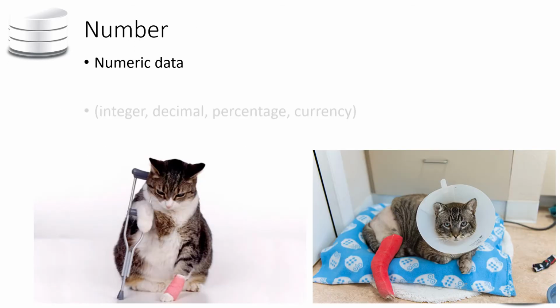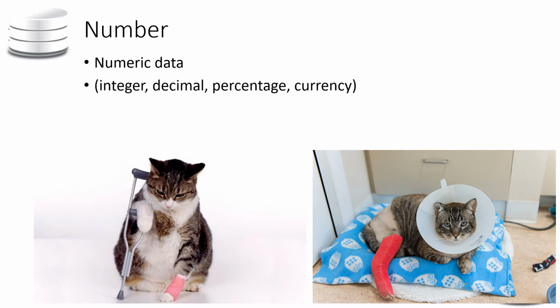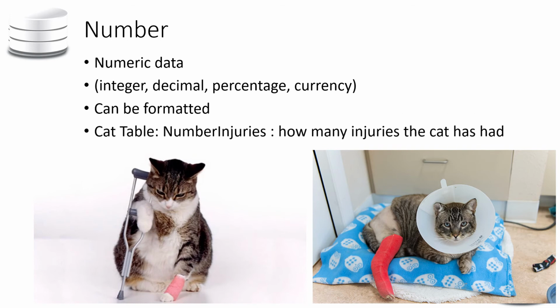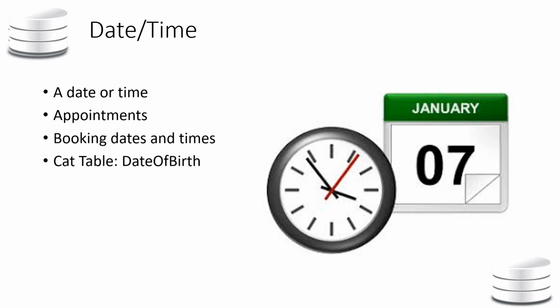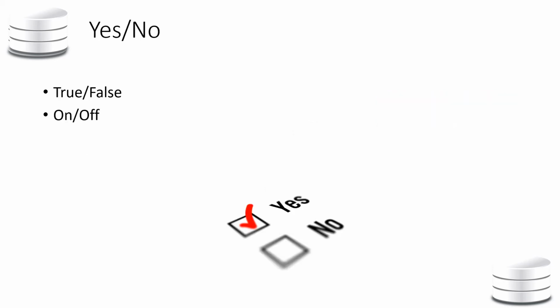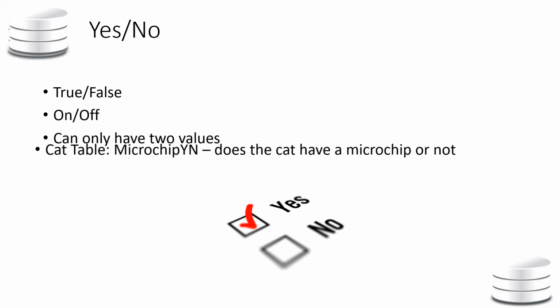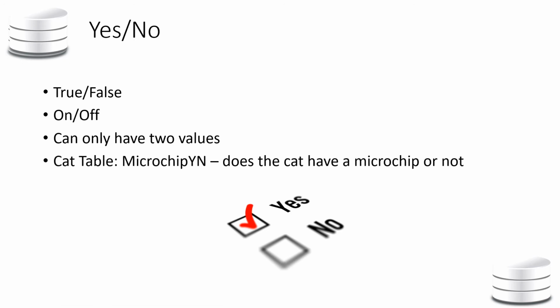The next one is number. This is numeric data. It can store an integer or a decimal number or a percentage or a currency. And it can be formatted, meaning that you can format it as a currency, for example, and then it would have a dollar sign in front. And in our cat table, the number of injuries is how many injuries the cat has had, would be a number. A date time would store appointments or booking dates and times, or in our example, a date of birth. A yes/no field will store a value that can only be true or false, or on or off, or yes or no, so only one of two values. And in our example, the microchip yes/no. Does the cat have a microchip or not?